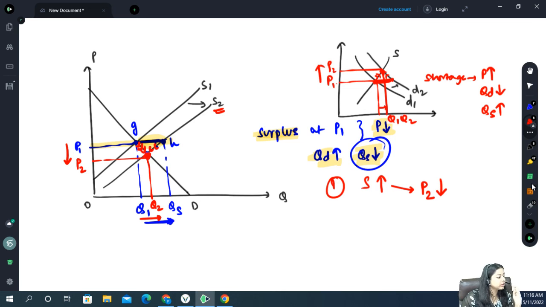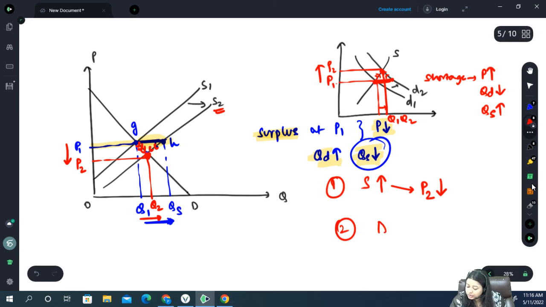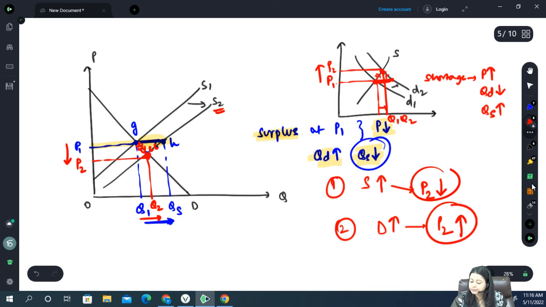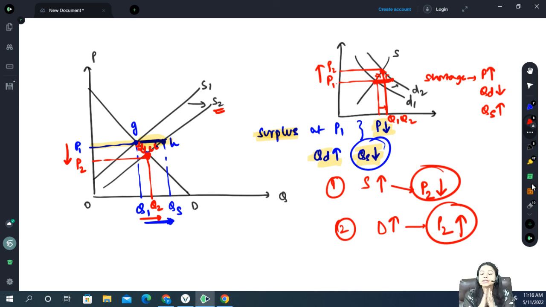Clear? Is this clear? Now, what is happening when your demand is increasing? The final price P2 is increasing. So that is why later on we learn something called demand pull inflation, cost push.